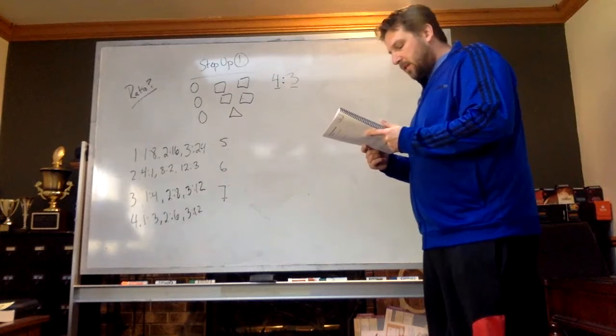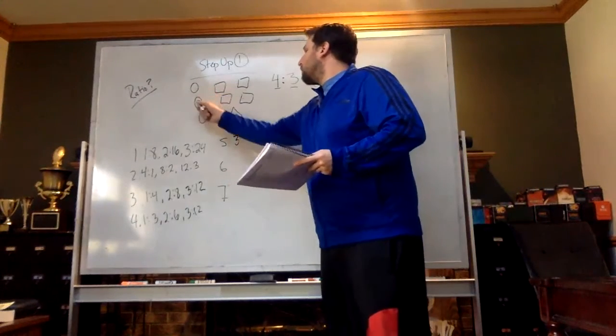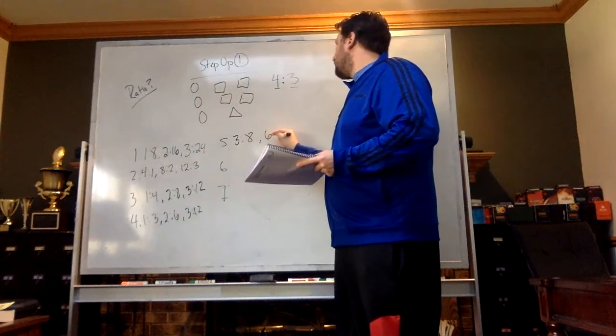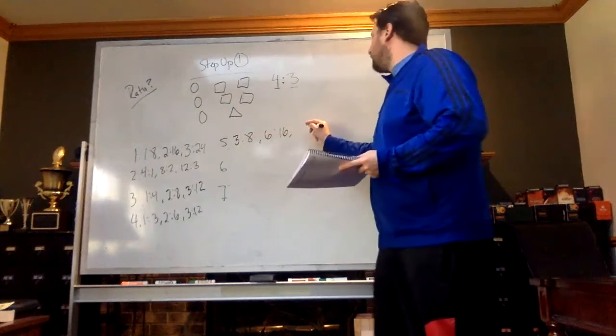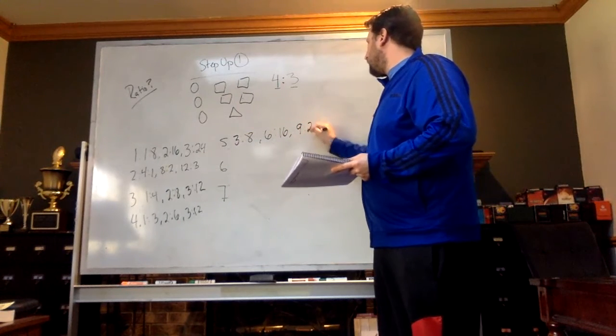Number 5, the number of circles to the total number of shapes. So there are 3 circles and 8 shapes. So 3 to 8. Then 6 to 16, and let's times it by 3: 9 to 24.